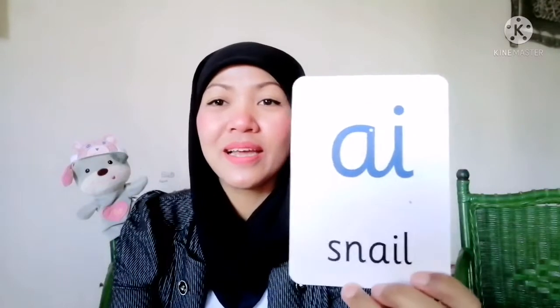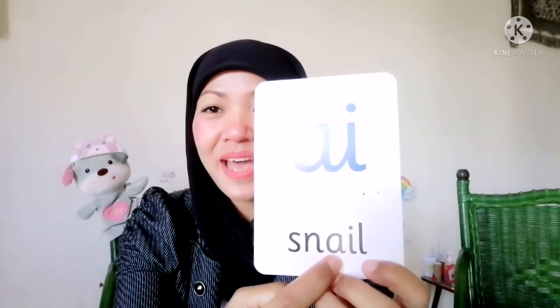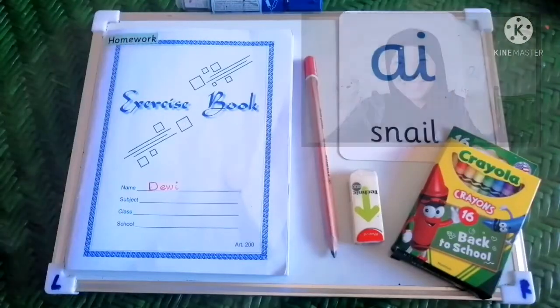Can you see? We read together, yeah? Remember? A, snail. See? It has an A sound in it, okay? So, A. There are also nail, pain, pail, sail. There are still so many words that have an A sound, okay? But today, Teacher Dewi wants you to learn A is for rain, okay? So now, let's begin.